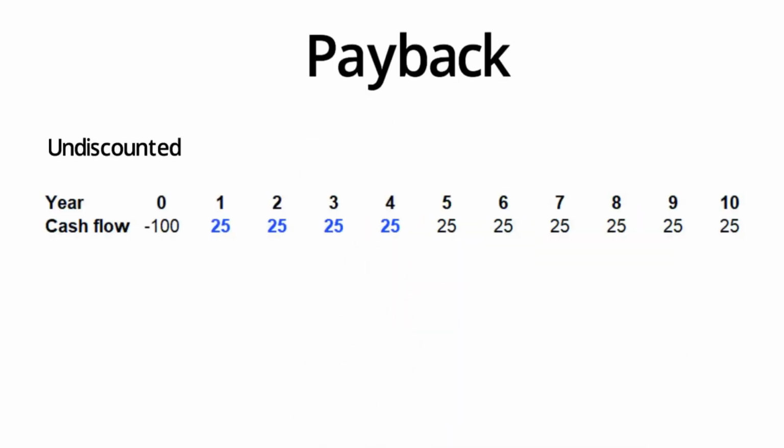Undiscounted payback occurs at the point in time where the capex is fully repaid using the capex project's future cash flow. If you have a capex of 100 and annual cash influx of 25, then your payback occurs after 4 years.